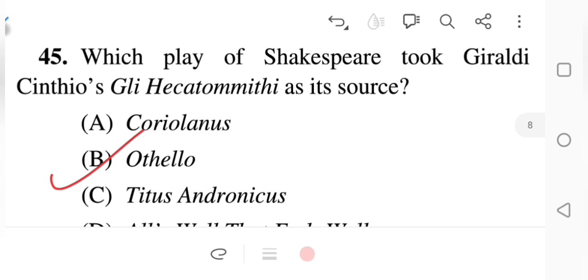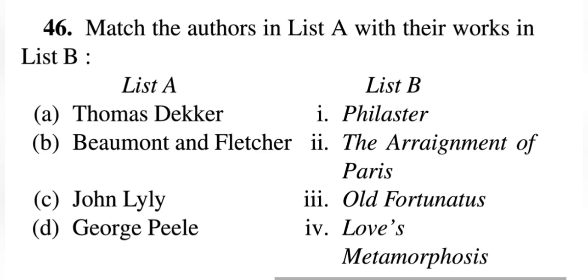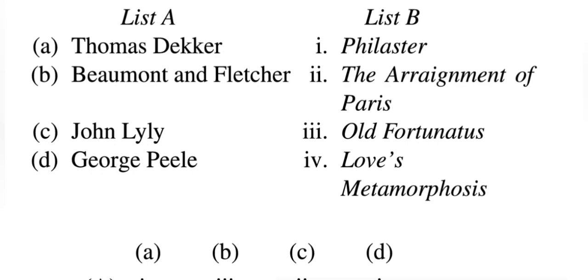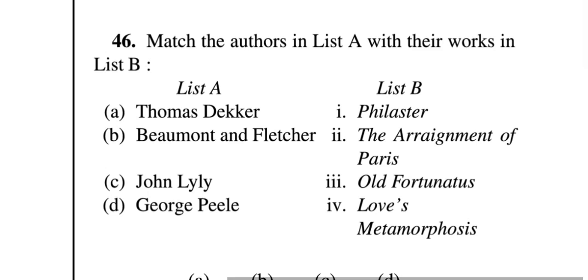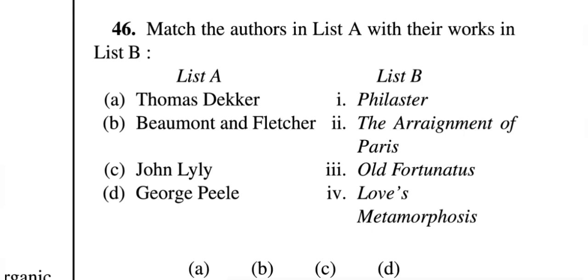Number 46, it says, match the authors in list A with their works in list B. In list A, we have playwrights' names, and in list B, we have their works. Let's assume it as a literary work. Thomas Dekker, Beaumont and Fletcher, John Lyly, George Peele. Philaster, The Arraignment of Paris, Old Fortunatus, Love's Metamorphosis. So these kinds of questions are often repeated. Match the author in list A with their works in list B. So please solve as many questions as possible.